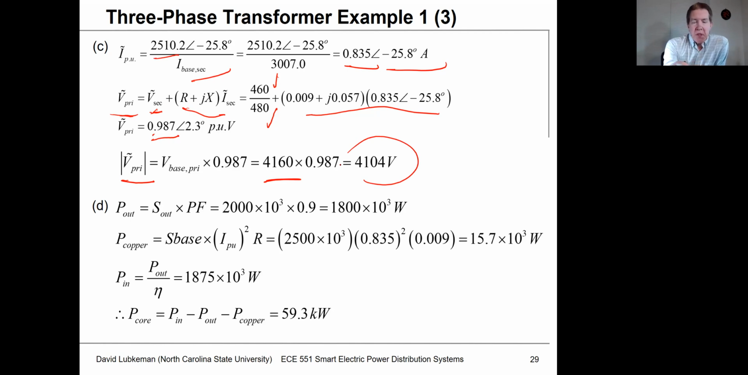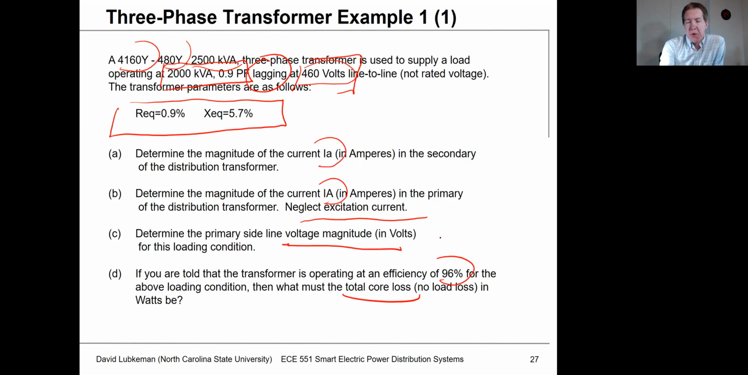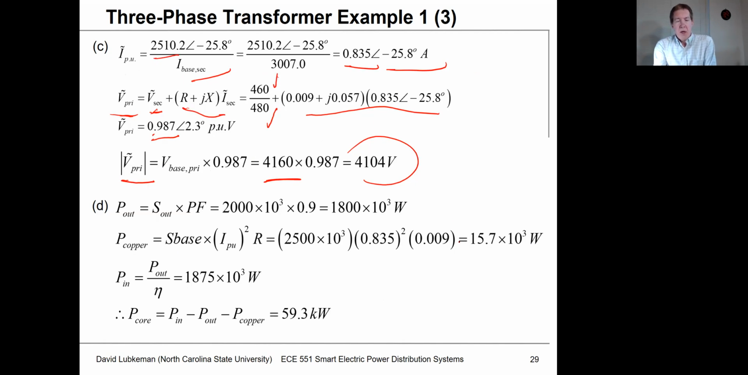For doing the efficiency related calculation, basically what we're told in this case is what the efficiency is, and we have to work backwards and calculate the no load loss. And so power output is S out times power factor. So that's 2000 kVA times the power factor 0.9. So this is the real power output. The copper losses are given by I squared R. So this would be the current in per unit squared times the resistance in per unit, 0.009.